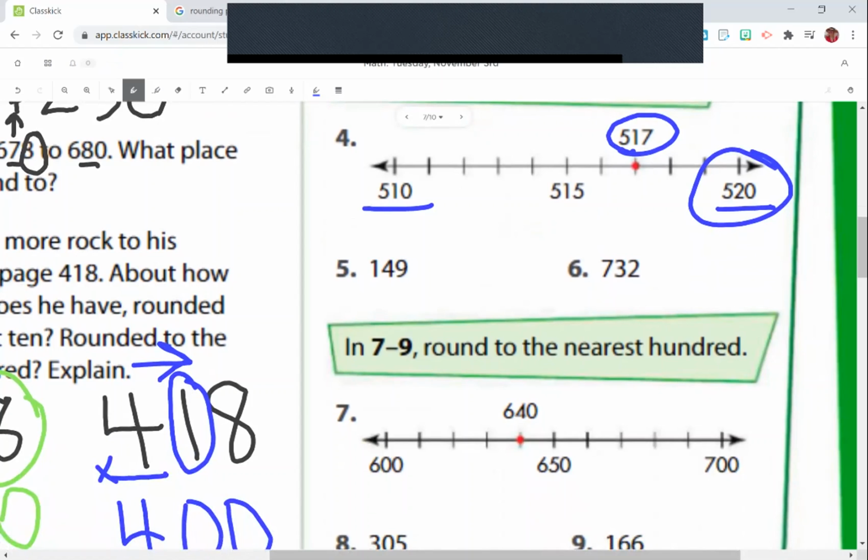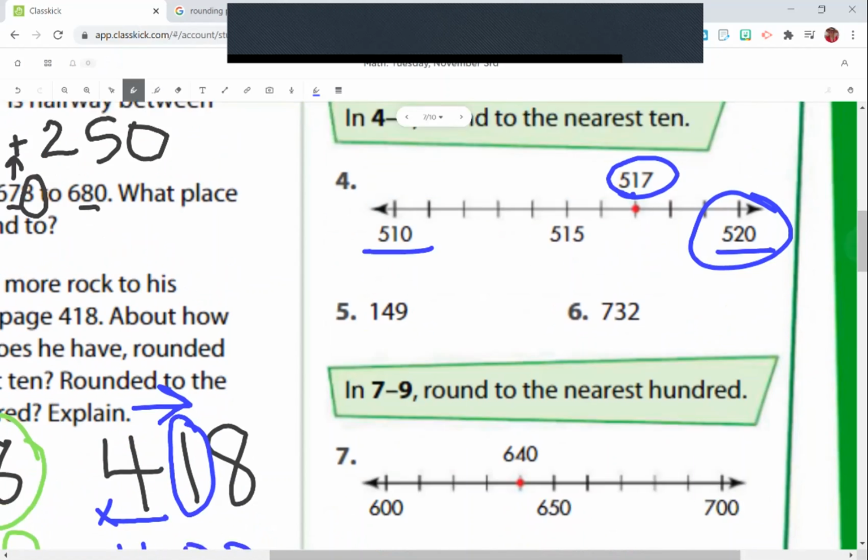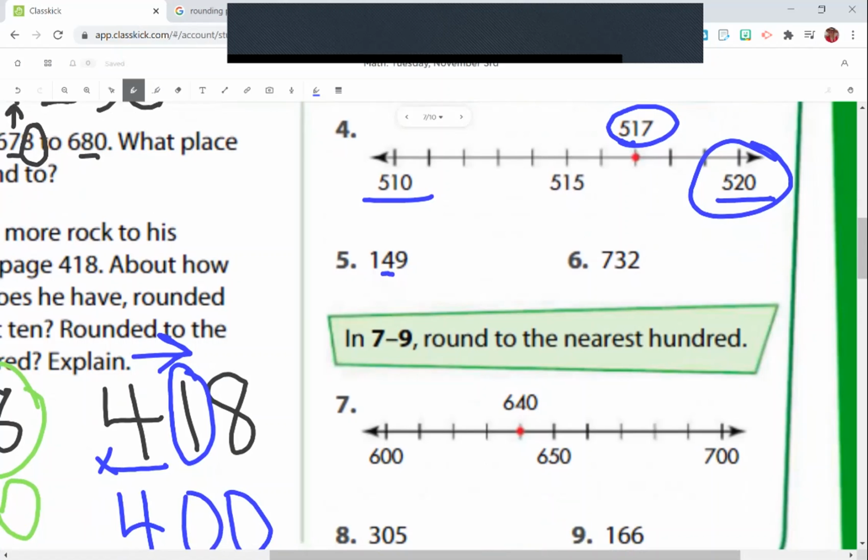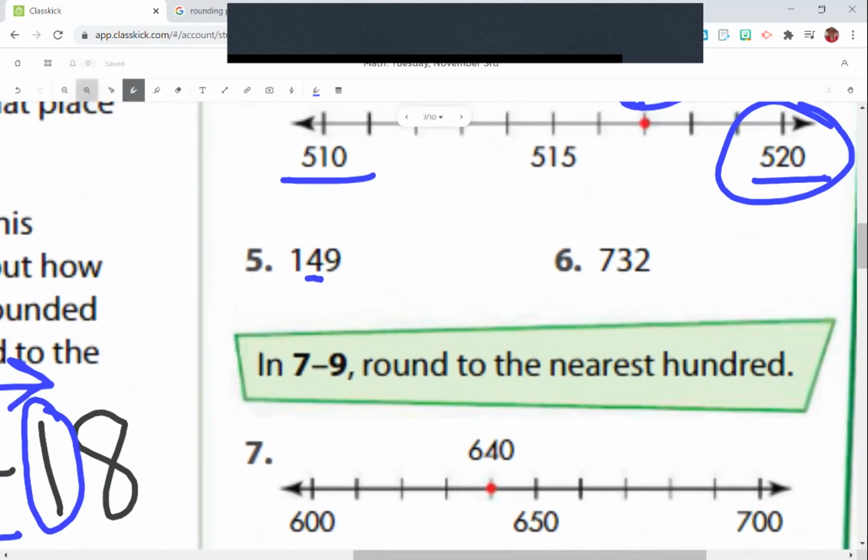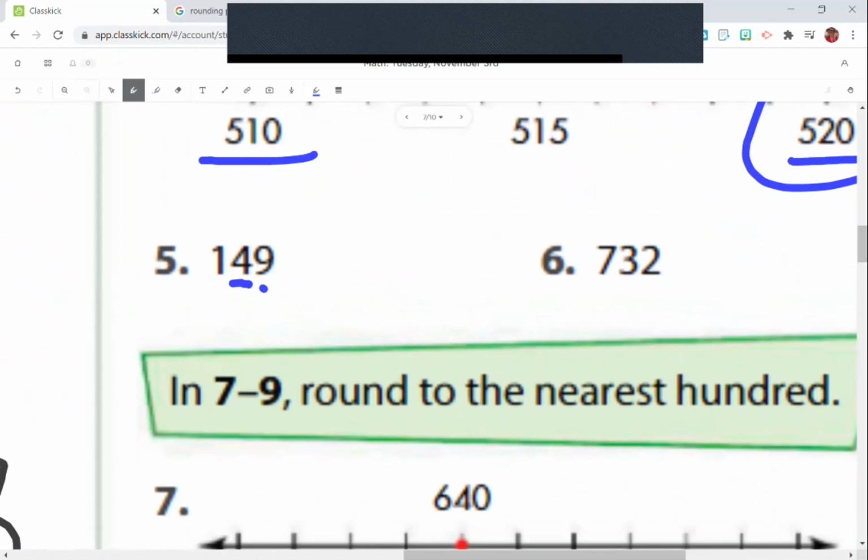Number 5. We are still rounding to the nearest 10, so I need to find the tens place and look next door. If it's 5 and above, I'll give this one a shove. If it's 4 and below, I'll let it go. The 9 is higher than 5, so that means my 4 changes to a 5. Everything to the left stays the same. Everything to the right changes to a 0.